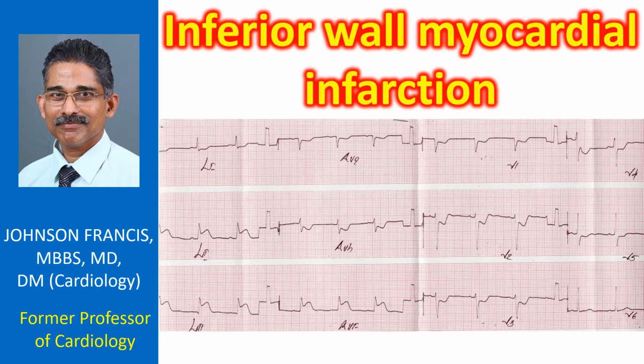ECG shows ST segment elevation in leads 2, 3 and aVF of about 3 mm. ST segment depression is seen in leads 1, aVL and V1 to V5. Overall, features are suggestive of hyperacute phase of inferior wall myocardial infarction with reciprocal ST segment depression in anterior leads.